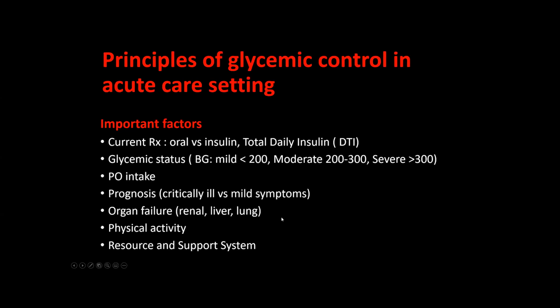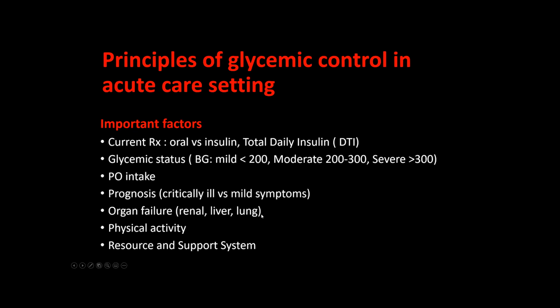So this is the principle of glycemic control in the acute care setting. In the acute care setting, you have to ask a few important questions. When the patient or the family calls you, or if you're taking care of the patient in the acute care setting, you're going to look at what the current treatment of the patient is. Are they taking only oral medication? Are they taking insulin already? And if they're taking insulin, what is the daily total insulin dosage? What is the current glycemic status?